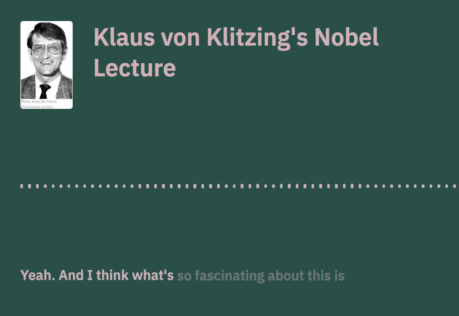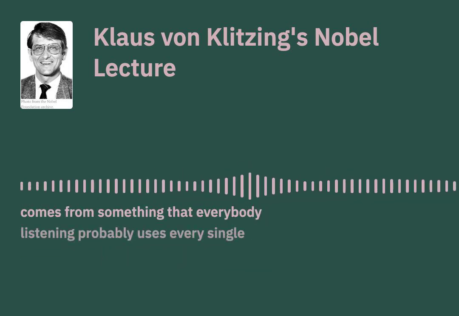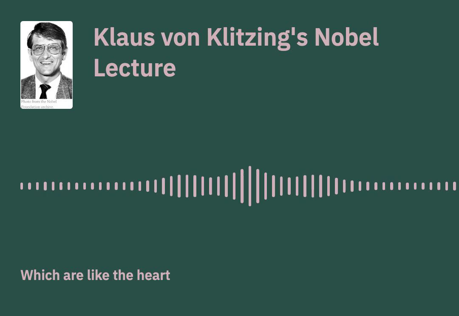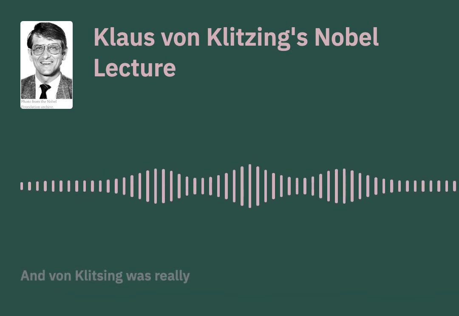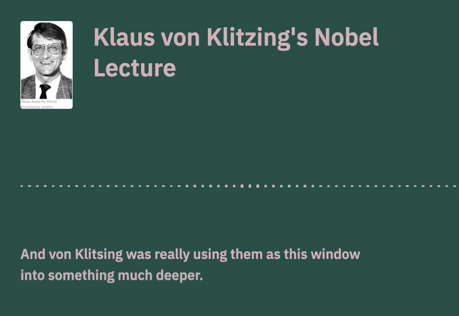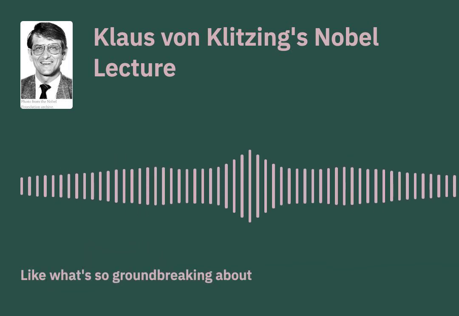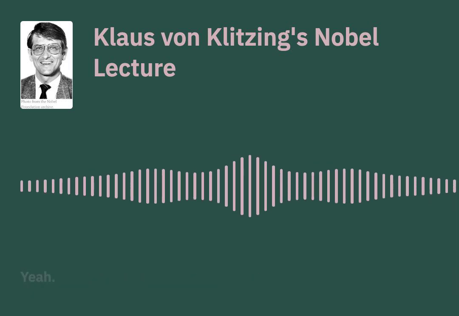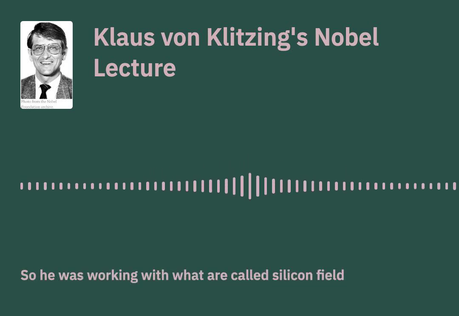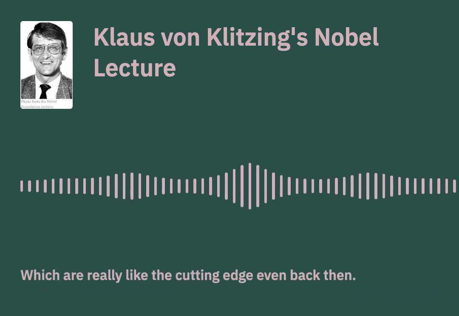I think what's so fascinating about this is that this really fundamental discovery comes from something that everybody listening probably uses every single day. Really? Semiconductors. Okay. Which are like the heart of all of our electronics, right? And von Klitzing was really using them as this window into something much deeper. When I hear semiconductor, I'm like, okay, computer chip. What's so groundbreaking about that? So what was he even doing with these semiconductors? He was working with what are called silicon field effect transistors, or MOSFETs. Which are really like the cutting edge even back then.